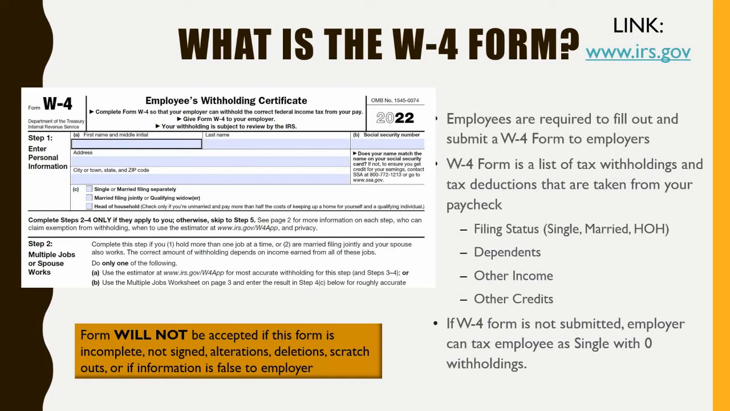So the W-4 form is to tell the employer, hey, I want to claim all of these withholdings. So that means when I get my paycheck, all of these taxes had better be taken out. That's what the W-4 form does. Now, how do you file taxes? You should be receiving a W-2 form.